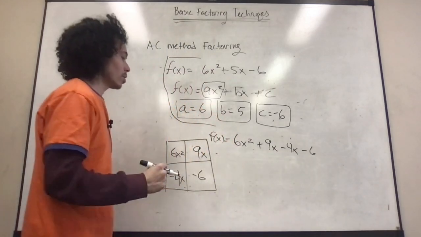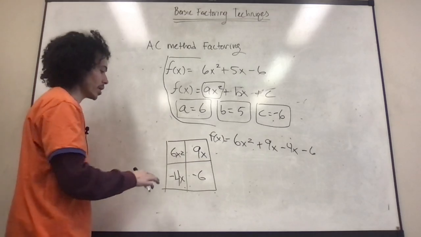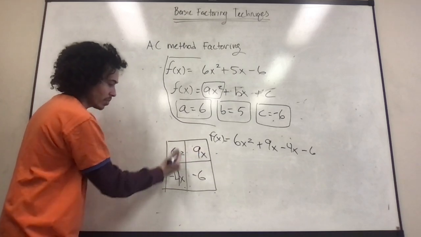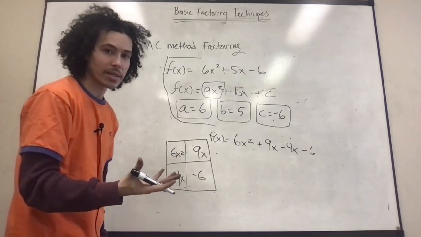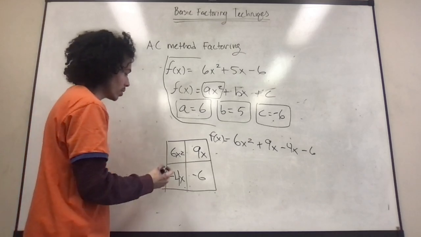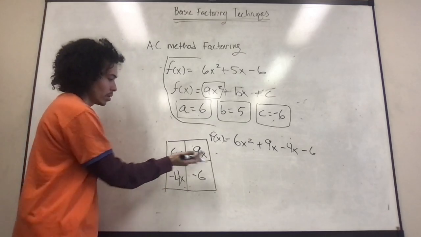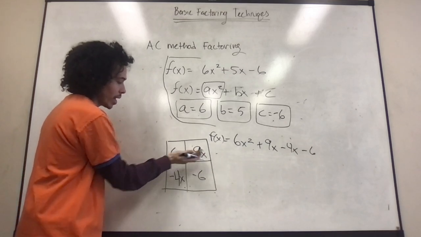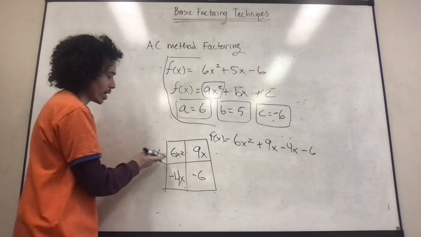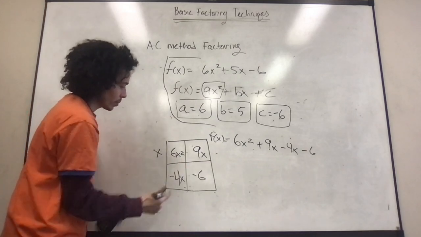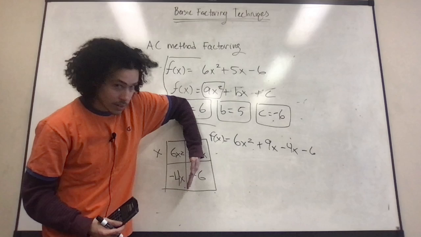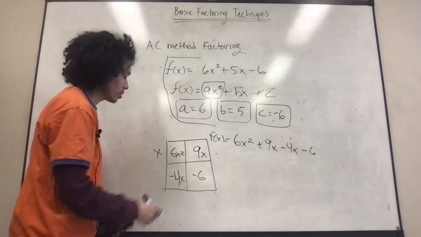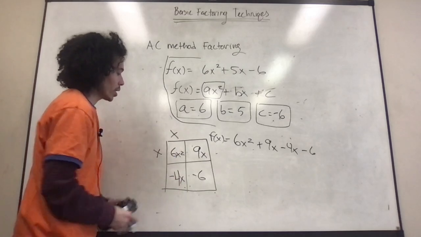I'm going to do both of them here. With these boxes, you want to look at them kind of like a coordinate system. These two terms here, 6x squared and 9x, both share an x, so we bring out an x. This 6x squared and that -4x also share an x value, so bring out that x.